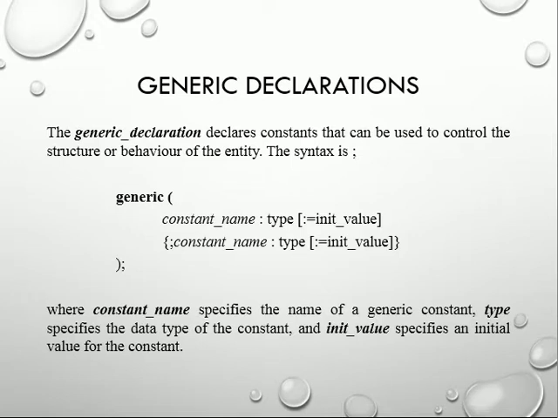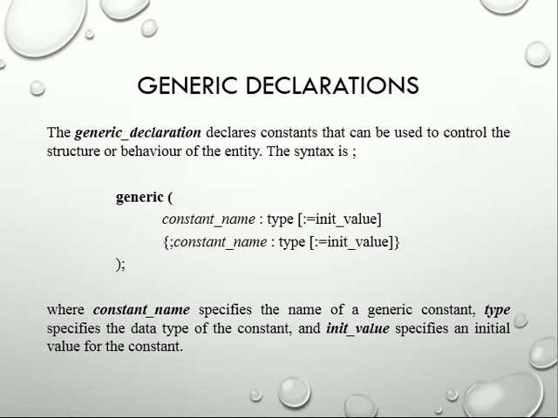So first is the generic declaration. Again, as I am telling you, this is optional. If you want to declare it, then you can use this, otherwise it is not mandatory to declare generic data types, or generic constants.